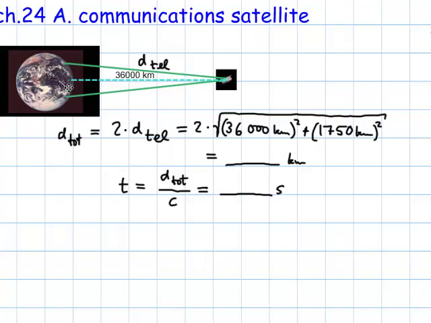I've got one little thing to mention earlier. They say in the problem that we should neglect the curvature of the Earth, and really the reason why they're able to say that is because the curvature of the Earth gives us a little bit extra distance here, but it's going to be small compared to the total distance of 36,000 kilometers.